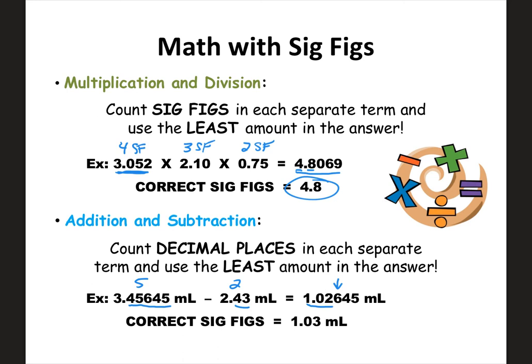In this case, though, we used decimal places. So you have to be good with this and you have to know these rules. If you're multiplying or dividing, you count sig figs and use the least number in your answer. If you're adding and subtracting, you count decimal places and use the least number of decimal places in your answer.